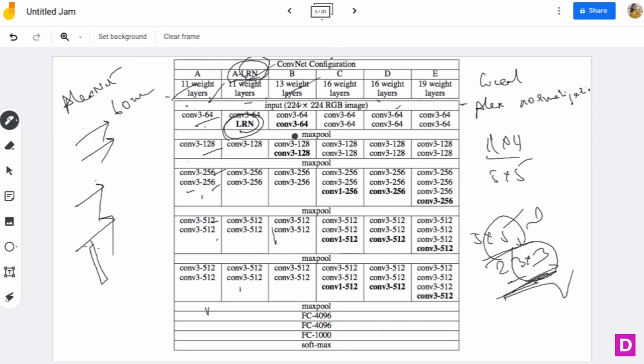Then we have 13 weight layers. For 13, they have added some extra layers. You can see that instead of one convolution they have followed with 2 convolutions.